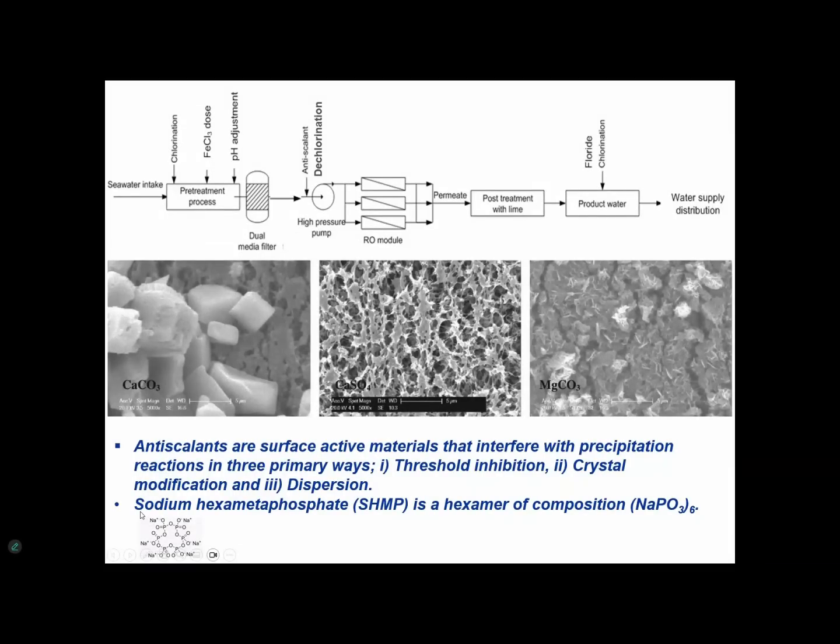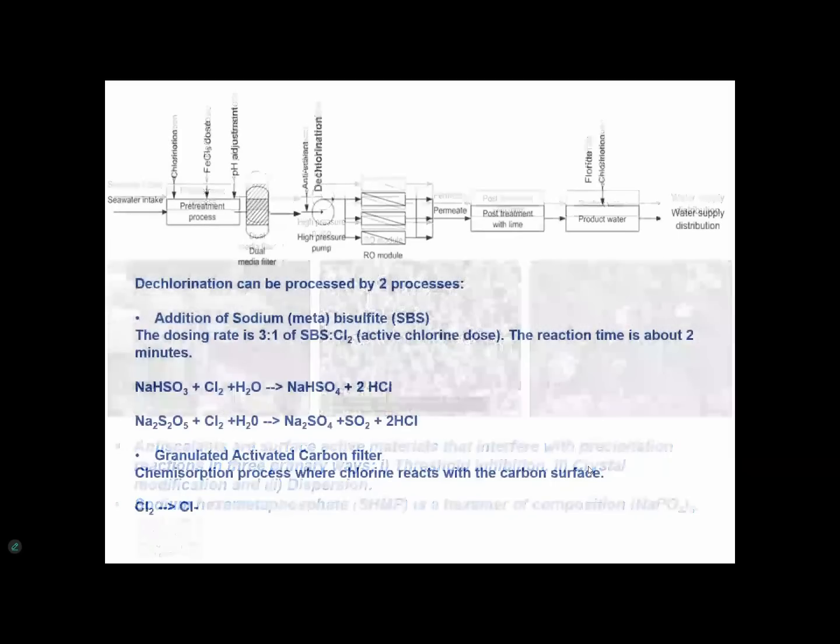So one of them is sodium hexametaphosphate, a hexamer of the composition, so it can be easily combined with the calcium here, replaced with sodium, so that you can avoid crystal growth of this kind of inorganic scalant.